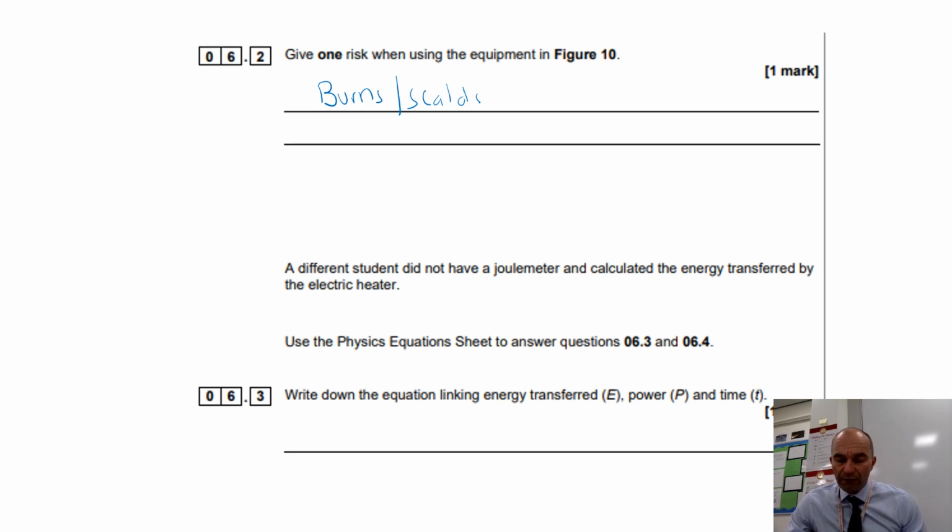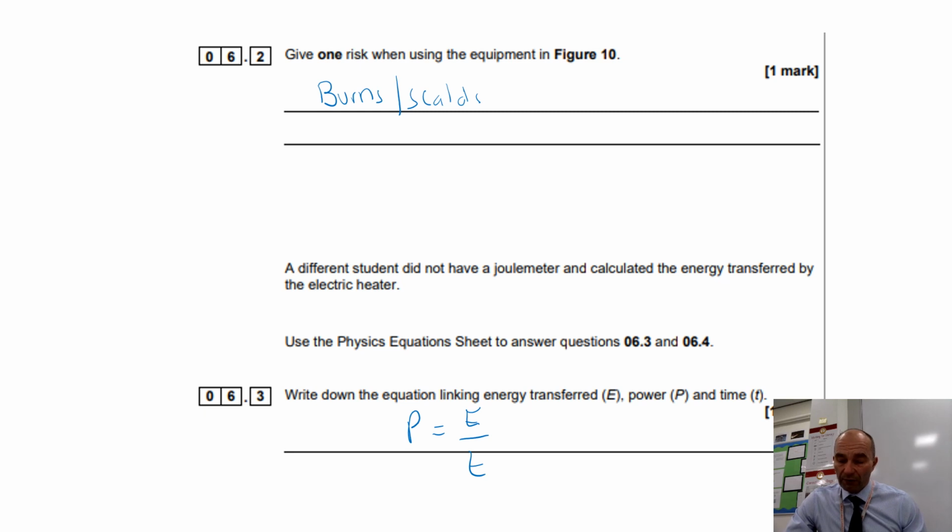Now, a different student did not have a joule meter and calculated the energy transferred by the electric heater. Saying here, use the physics equations sheet to answer questions 6.3 and 6.4. We've got to write down the equation linking energy transferred, power and time. Well, that is just looking at the formula sheet. Power is energy transferred over time. Nice straightforward kind of mark.